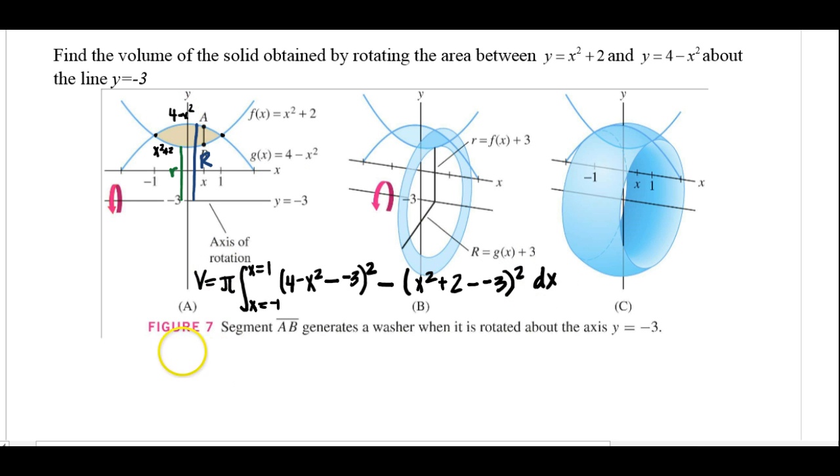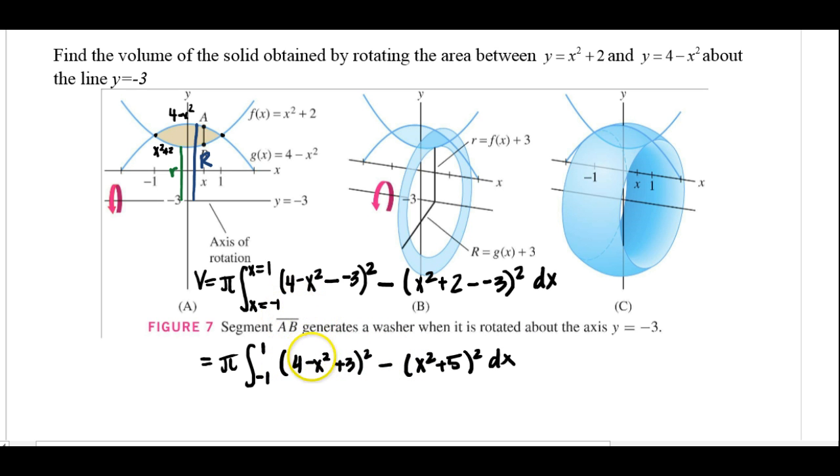So I don't know that I'd go past too much more simplifying here. Maybe from -1 to 1 of 4 minus x squared plus 3, squared, minus x squared plus 2 plus 3, which is plus 5 squared, dx. Maybe inside here we could go 7 minus x squared, but I wouldn't really do too much simplifying past that. We can go ahead and just enter it into our calculator from here.